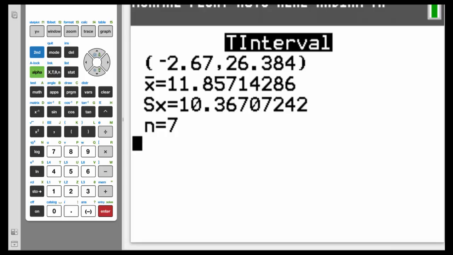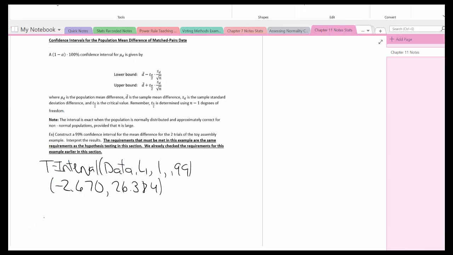So we'll stick a 0 at the end for the lower bound. Okay? And I'm going to write this on the paper now. T interval, and then data, comma, L1, comma, 1, comma, 0.99. And I've written the confidence interval below. So I'm going to write out the interpretation now.